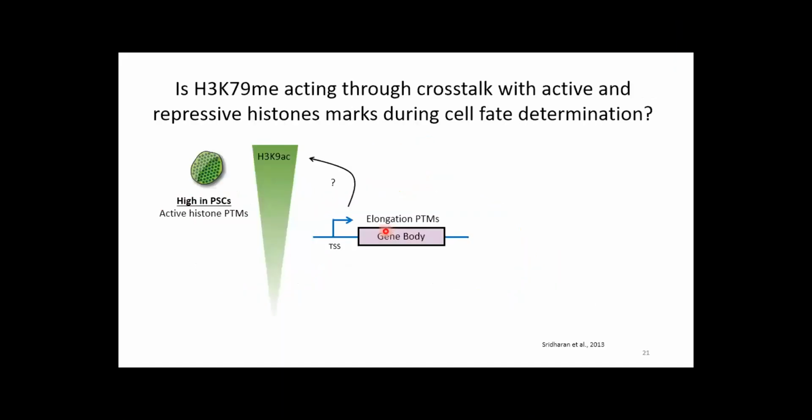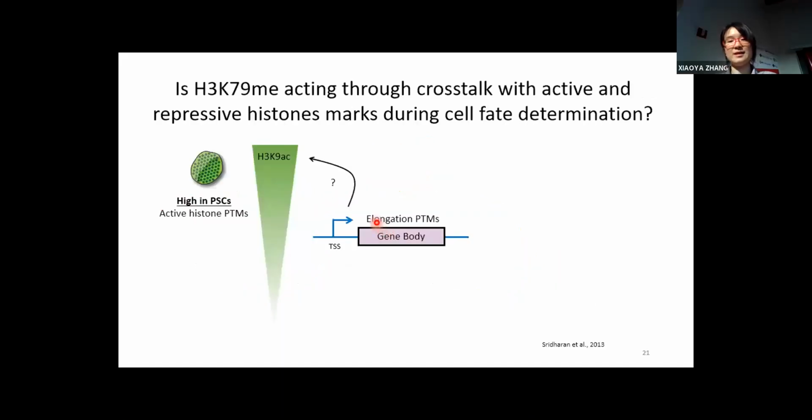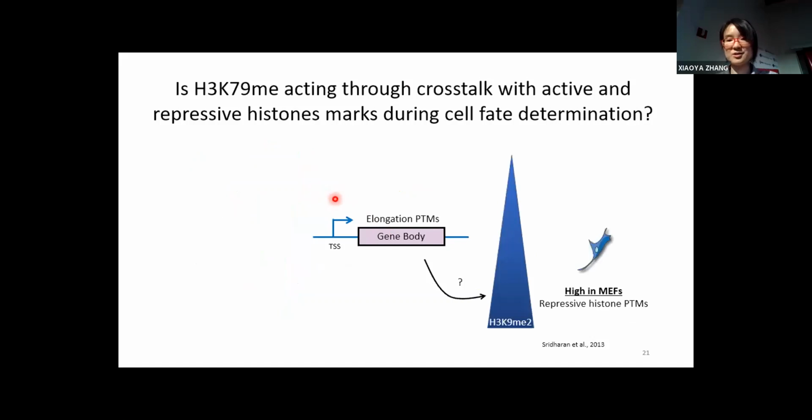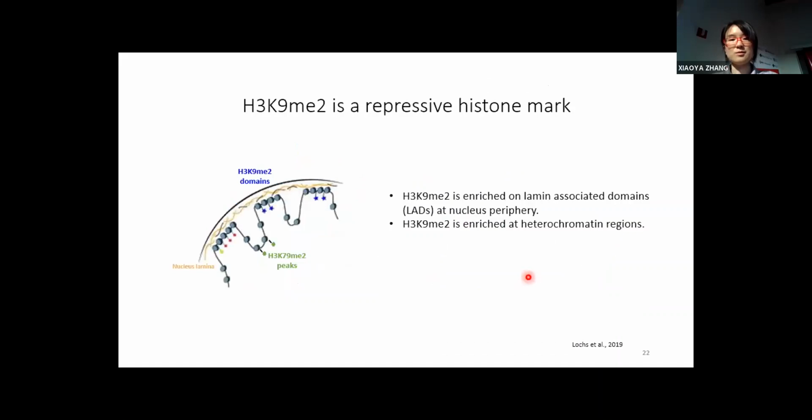So now I've shown data supporting that K39 methylation might inhibit active histone modifications to make cells more like stem cells. And what about repressive histone marks like K9 dimethylation that is also more enriched in somatic cells? First, K9 dimethylation is a repressive histone mark that is found on large domains. There are lamin-associated domains at the nucleus periphery, and they comprise heterochromatin regions.